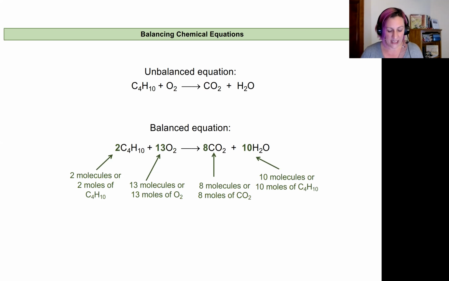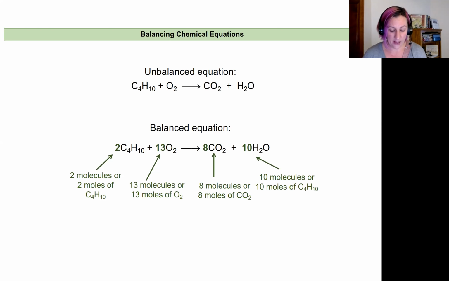But if we make sure we have the same number of atoms on both sides of the arrow for each element, then we will be conserving mass. We'll have the same number of things both before and after the reaction takes place. And so we do that by making sure the number of atoms is the same.